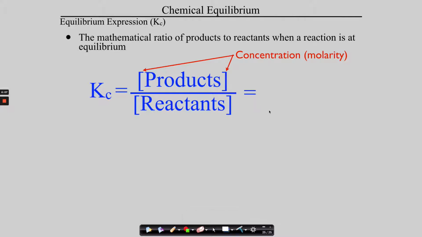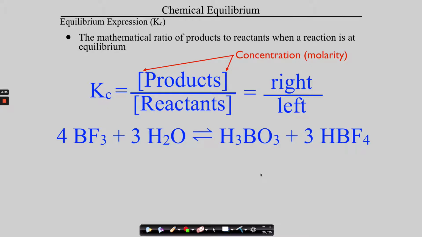So when we write this out, really, it's just the right side of the reaction over the left side of the reaction. It's important to keep that straight because in a reversible reaction, our products are technically reacting, right? But our products are always going to be the things on the right side of the equation. Our reactants will always be the things on the left side of the equation. So I'm going to show you an example of how this is written. If we have this equilibrium equation here, you can see I've got 4BF3 plus 3H2O in equilibrium with H3BO3 plus 3HBF4.